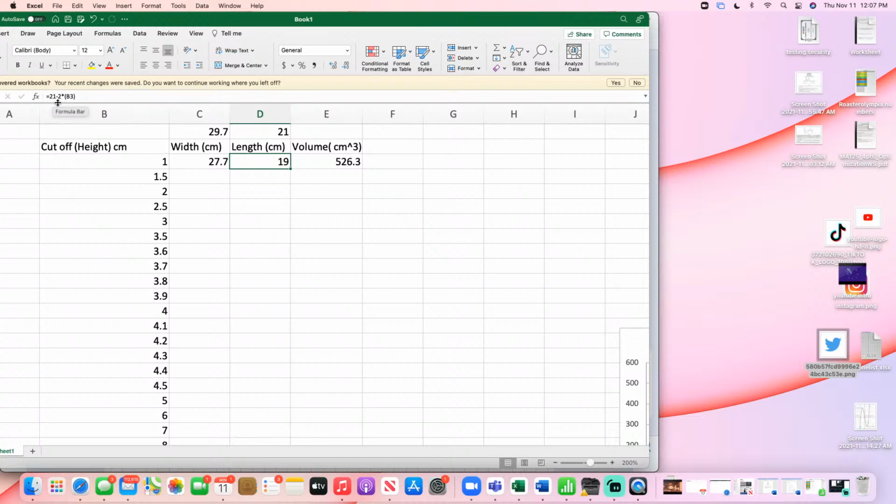So you got 21 minus 2 times B3, which is 21 minus 2, going to be 19. And this one is just going to be B3 cell times C3 cell times D3 cell. You have to make sure you have an equal sign in the front. That's going to give you 526.3. That's the value when your cutoff is 1. Am I going too fast?